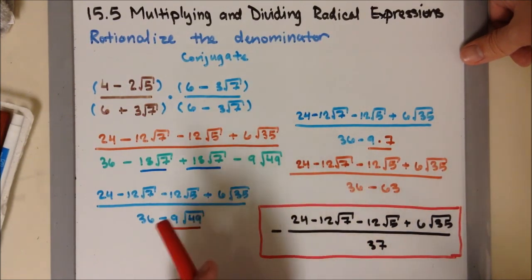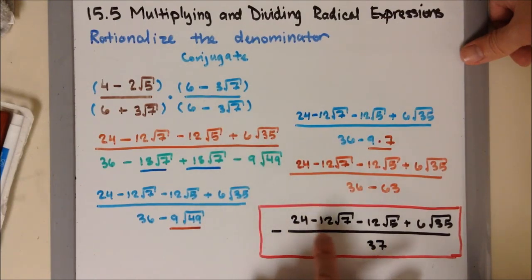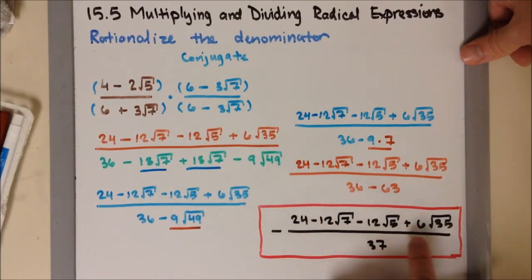Always check if you can. And again, any number, well in this case all numbers that are outside the radical, if you can simplify them, go ahead and do so. But make sure you simplify it correctly.